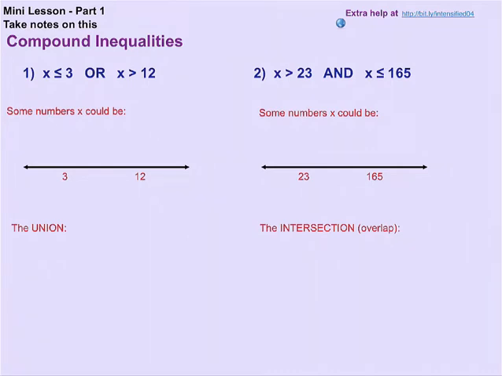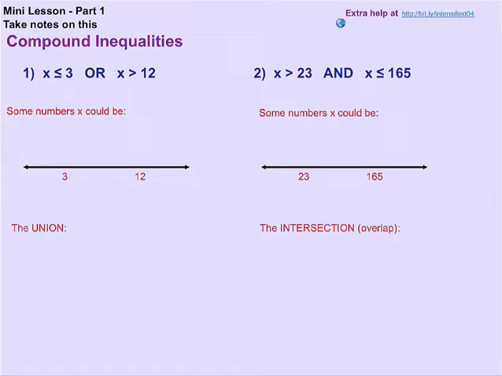We're going to talk about compound inequalities. There are two types of compound inequalities, and they mean very different things. The two types of compound inequalities are "or" inequalities and "and" inequalities. An "or" inequality is missing a couple of words.